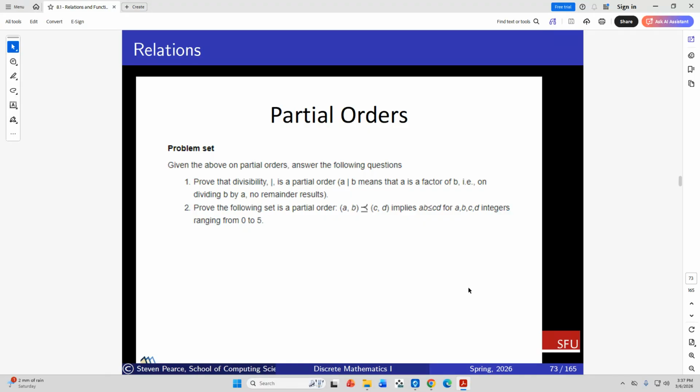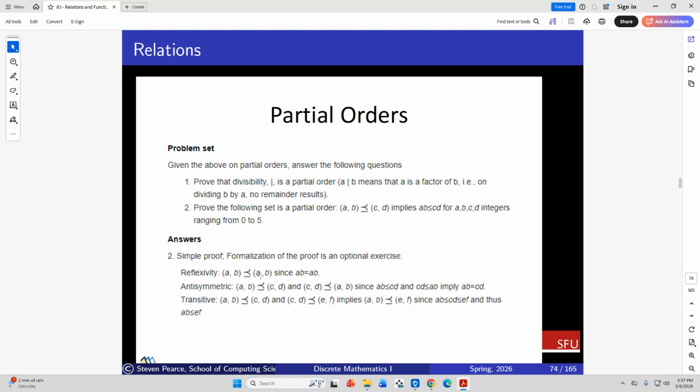Problem set. Given the above on partial orders, answer the following questions. Prove that divisibility is a partial order. A divides B means that A is a factor of B, i.e., on dividing B by A, no remainder results. Prove the following set is a partial order: (A, B) precedes or equal to (C, D) implies A, B is less than or equal to C, D, for A, B, C, D integers. Okay, so simple proof. Formalization of the proof is an optional exercise.